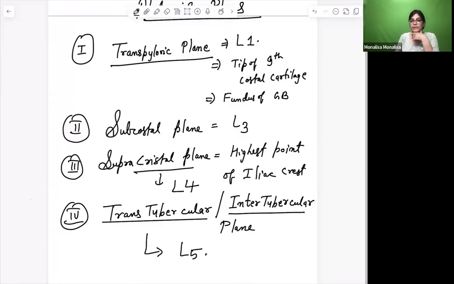This plane corresponds to the level of L5 lumbar vertebra. Okay, this is corresponding to L5. Now we will move on to a few more important topics of abdomen and pelvis.